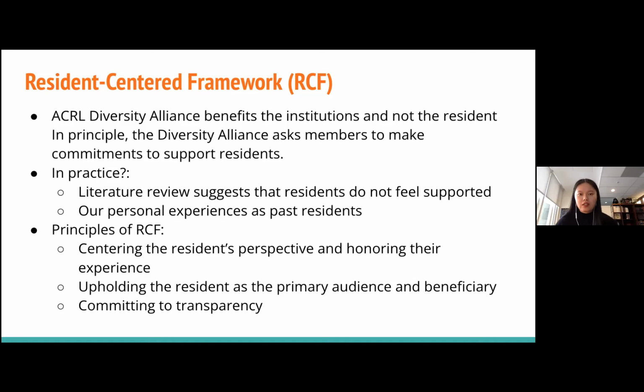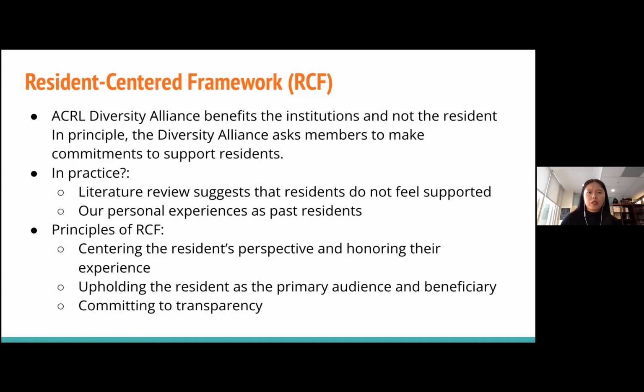So with that said, there's 3 main principles to the RCF. The first principle is to center the resident's perspective and honor their experience. So with the example that I mentioned earlier about a rotational unit structure, something like that, the decision to rotate must originate from the residents' expressed interests and goals and not originate from the institutional goals.